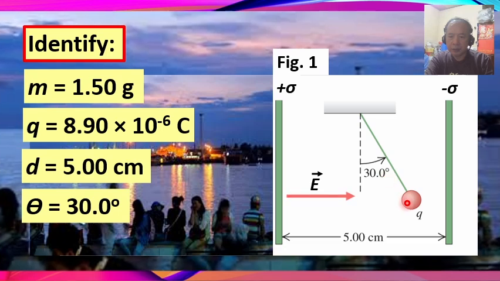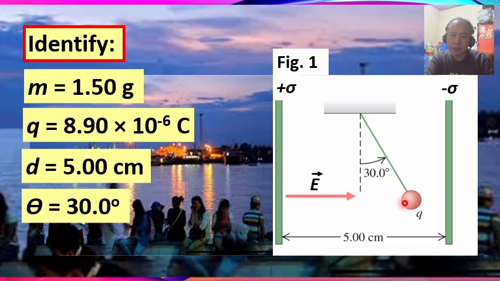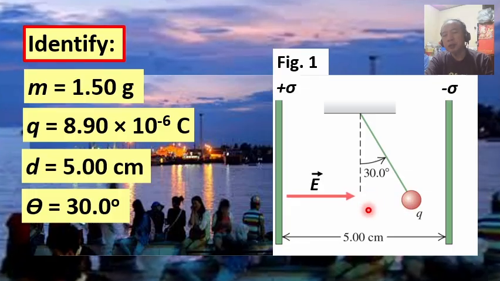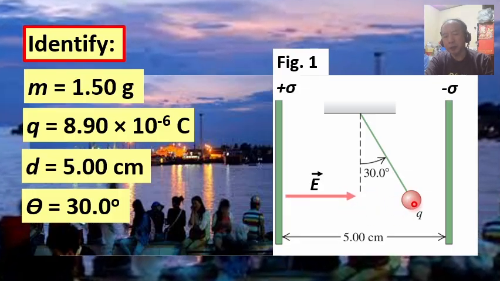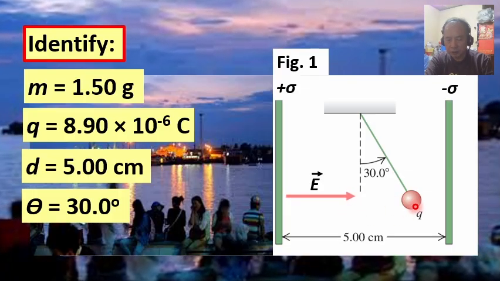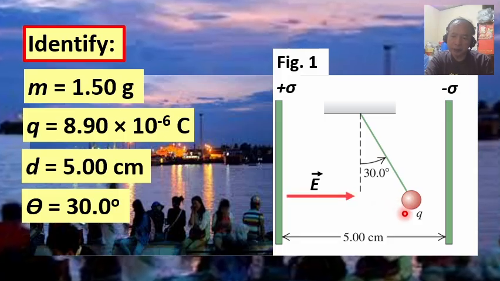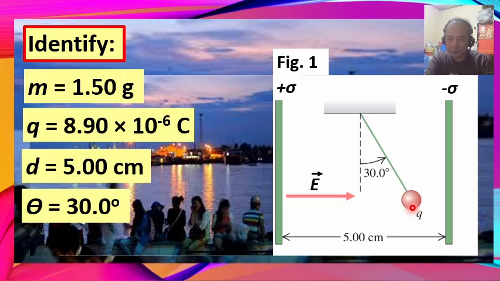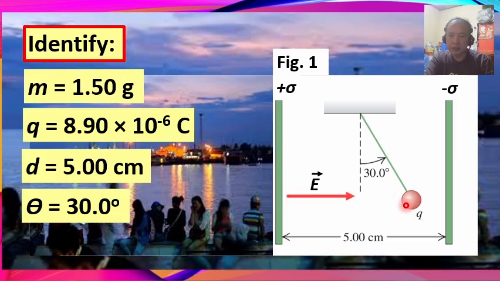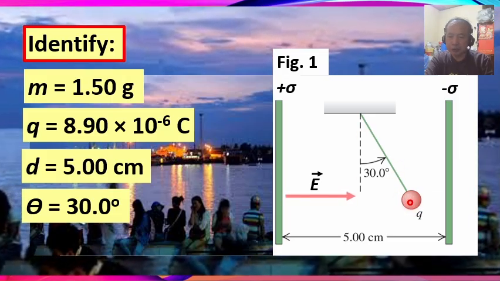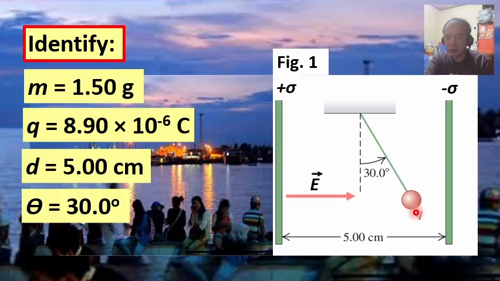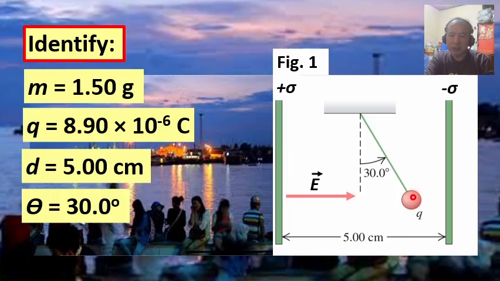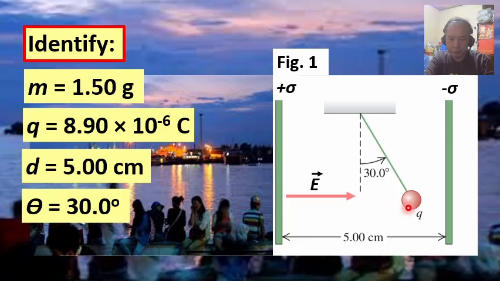And the total force, also known as the net force, on the charged sphere causes it to be deflected like this. So at this position, we say that the charged sphere is also in static equilibrium, right?